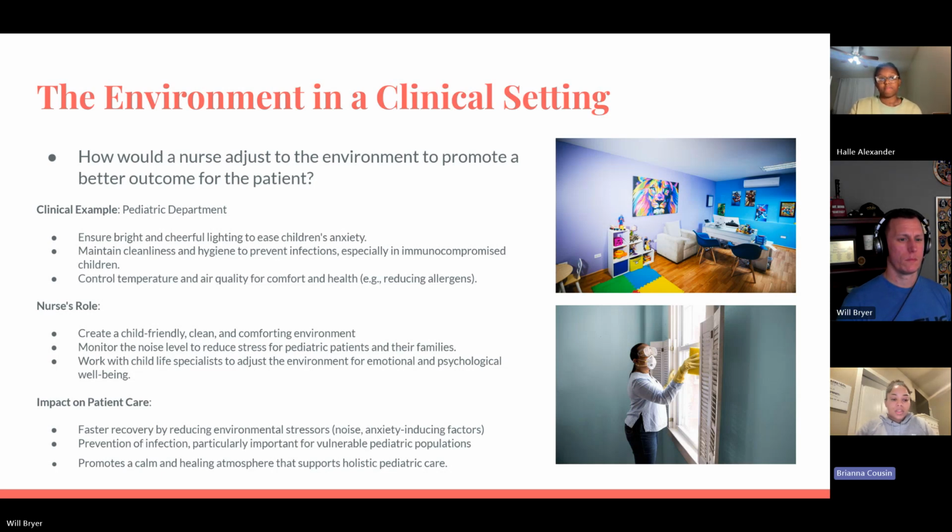Overall, despite what department you're in, you want to maintain cleanliness and hygiene just to prevent the spread of infection, especially for immunocompromised people. A way that we do that is controlling temperature and air quality, just to also improve comfort and health. So the nurse's role, like I said, was to adjust the factors that you can to create a comforting environment for the patient that is also beneficial to their health. So that is child friendly or patient friendly, clean, comforting.